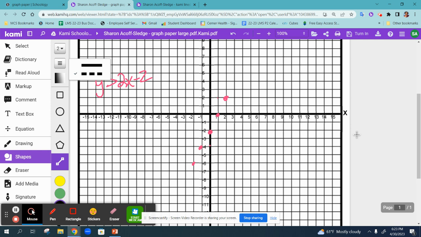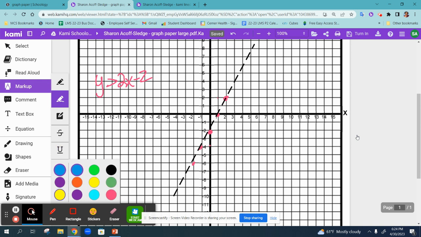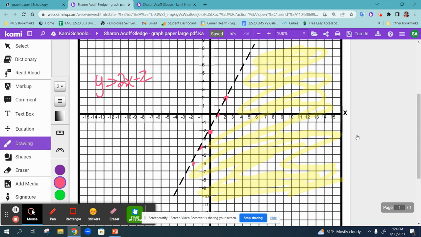So let me draw this line. And y is greater than 2x minus 2. I'm going to shade it over here in the greater than section. So it's going to shade over here. Okay. Now we have to graph our second line. Our second line is y is less than or equal to x plus 6.